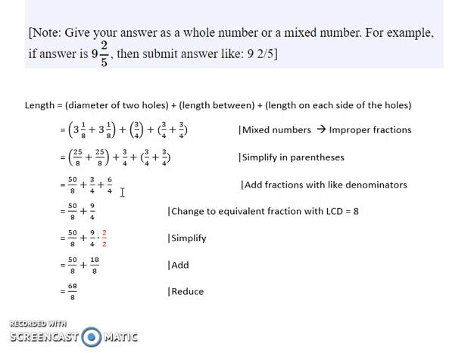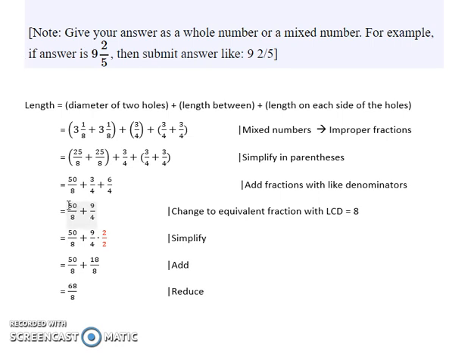Next we want to add fractions with like denominators, so we have two fractions here with the same denominator. We'll add those. 3 plus 6 is 9 over that common denominator, 4. Now we've simplified down to two fractions. They have different denominators, so we're going to need to find a least common denominator, which in this case is 8, the smallest number that is divisible by 8 and 4. That's our least common denominator.